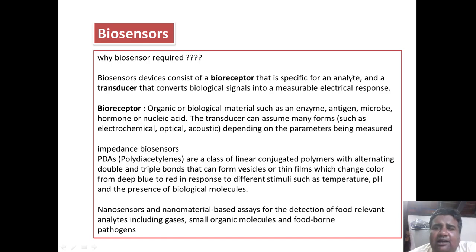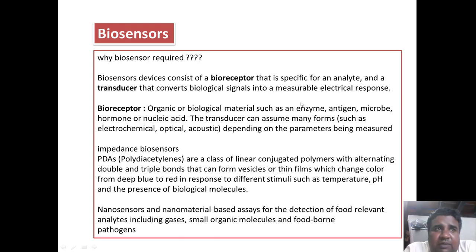Bioreceptors and analyte. If it is an antigen-antibody pair, the analyte will be the antigen, and the receptor will be the antibody. The bioreceptor will be the antibody, and a transducer converts the biological signal into a measurable electrical response. Bioreceptors can be organic or biological materials such as enzyme, antigen, microbe, hormone, or nucleic acid. For example, how does this biosensor basically work?